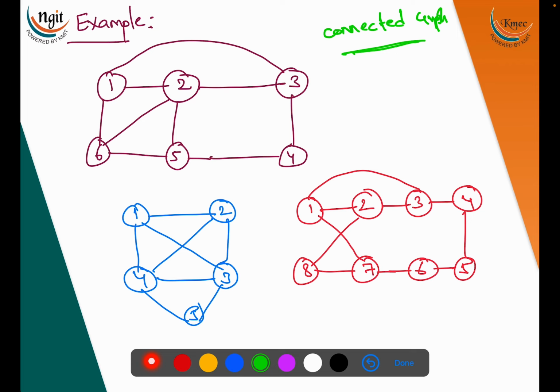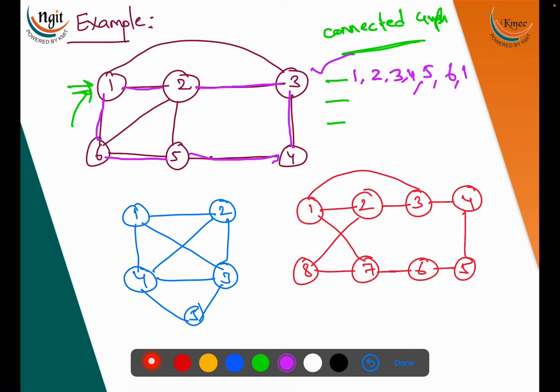Do I have any Hamiltonian cycle from this graph? Let's find out how many Hamiltonian cycles you will get. What we learned from the previous slide is that you visit all the vertices one time, and where you started, there only you have to end. Keeping in mind the definition, let's write the possible Hamiltonian cycles. 1 to 2, 2 to 3, 3 to 4, 4 to 5, 5 to 6, 6 to 1. It is a round trip. It is one Hamiltonian cycle.